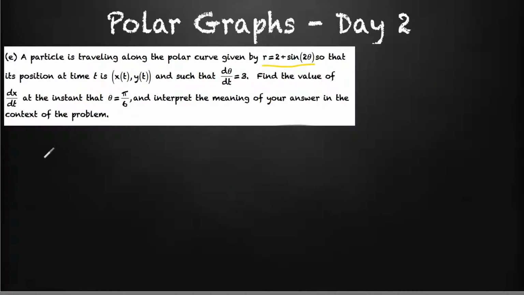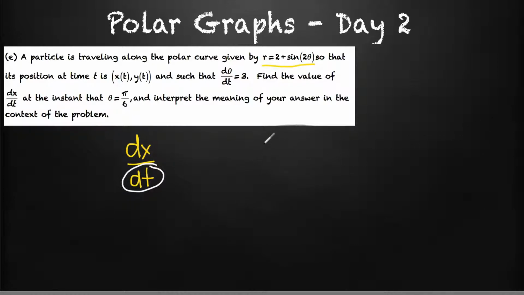Okay, in this last problem, we see that a particle is traveling along the polar curve given by r equals 2 plus sine of 2 theta, and they say the position at time t is x of t comma y of t, and they give you d theta dt equals 3. It wants you to find the value of dx dt at the instant that theta is equal to pi over 6, and then interpret the meaning of your answer. So anytime that we are asked to find dx dt, that is a clue that it is a related rate problem. So we're going to have to treat this like a related rate problem.